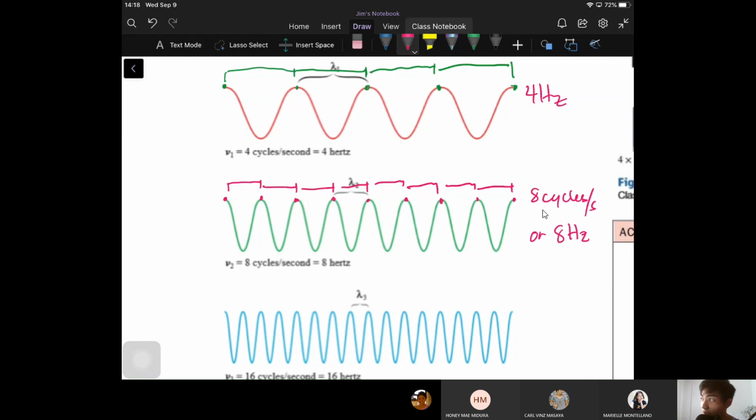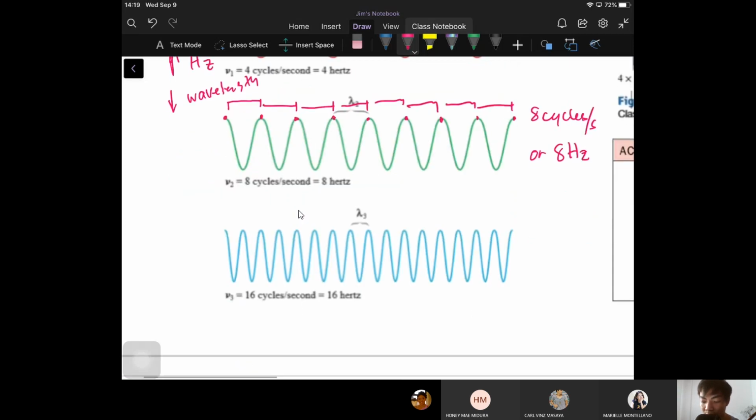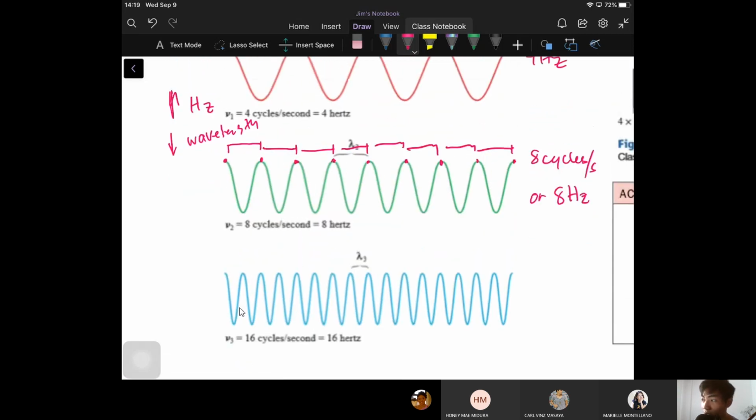So what do you notice? As you increase your frequency, your wavelength decreases. So an increase in frequency results in a decrease in wavelength. As you further increase your frequency, the wavelength gets even smaller. When the frequency is high, the energy of your wave is high.